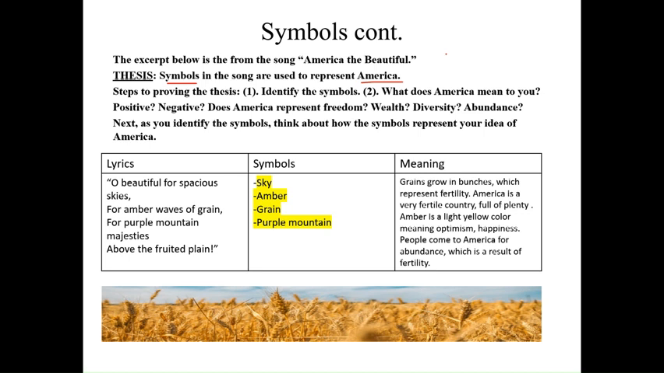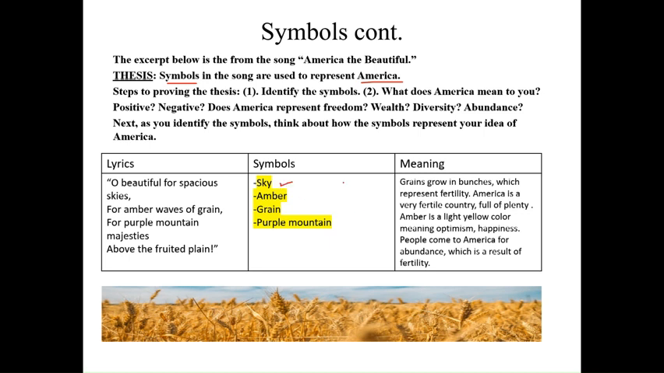Okay. Next, once you figure out your thesis, now you have to look at the text and identify all of the symbols that represent America. And we've already said that America represents freedom. So here are the lyrics: "O beautiful for spacious skies." Here are the lyrics, and here are some symbols.